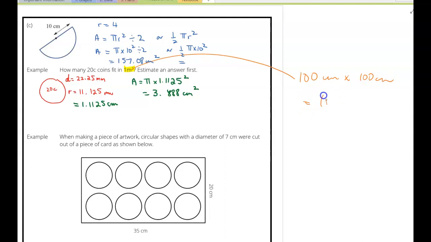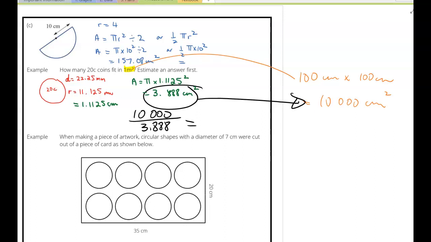Now, we also know that 1 metre squared, or we should know, is 100 centimetres by 100 centimetres, which is 10,000 centimetres squared. So we need to know how many of these go into that. We don't really want to change the area to metres squared of a 20-cent coin because it's really small. So we need to set up that division. How many of these goes into there?